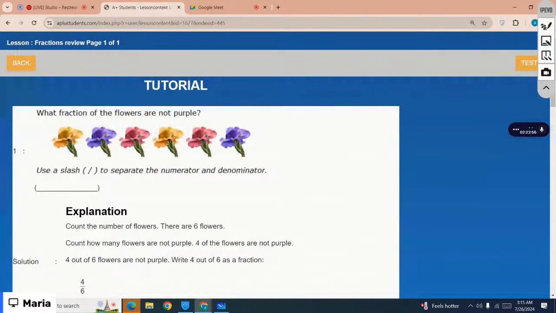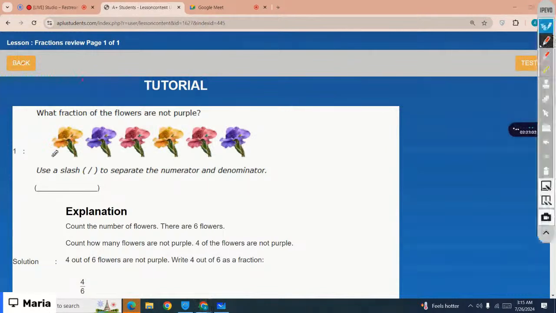What fraction of the flowers are not purple? So first you count the total flowers. They are 1, 2, 3, 4, 5, 6, right? And not purple: 1, 2, 3, this 4. Got it? Let's just start with the test questions.